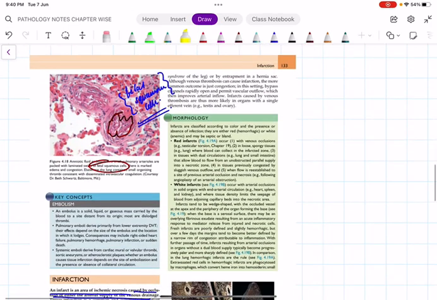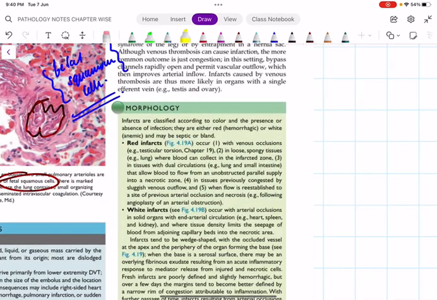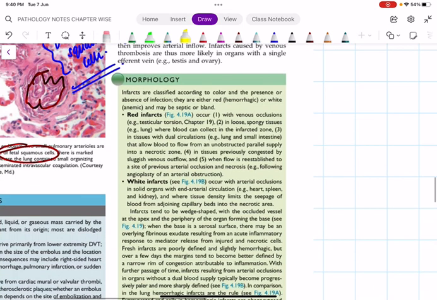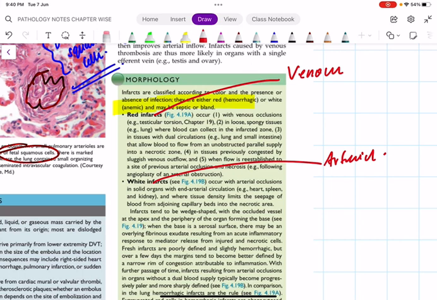Now let us see. I told you the infarcts may be due to either arterial cause or venous cause. According to the color and presence or absence of an infection, we have two types of infarct. One is called red infarct. Red means venous. White means arterial. Remember these 2 points. How to remember?